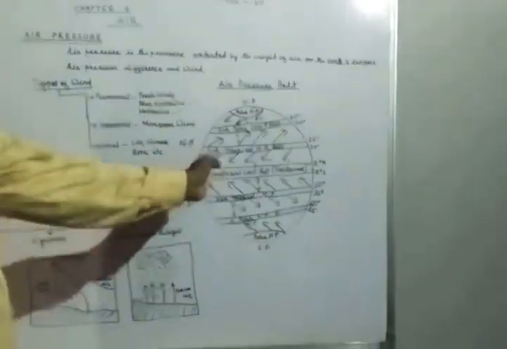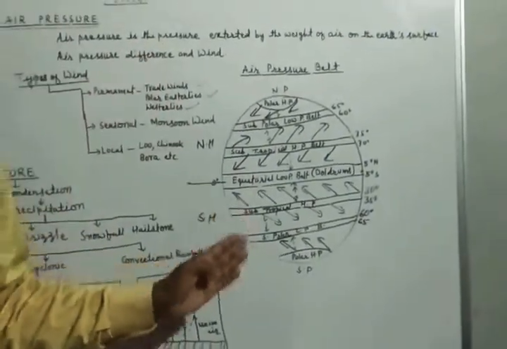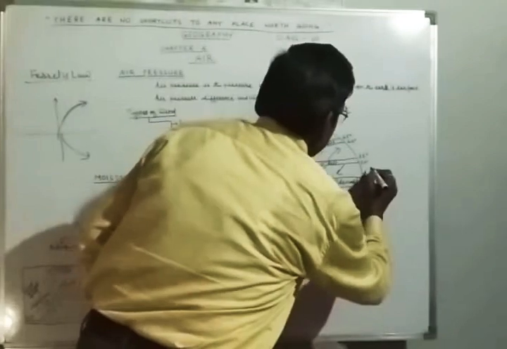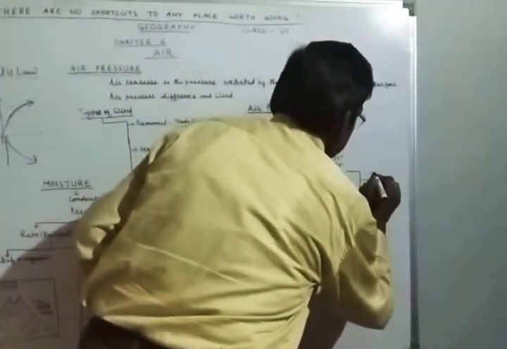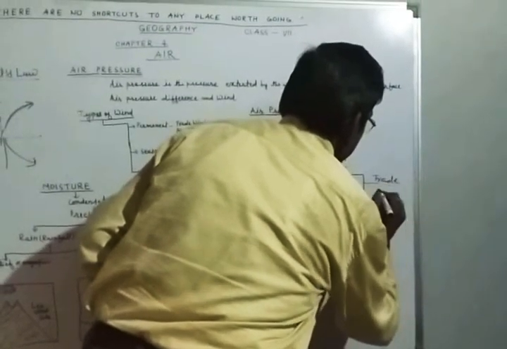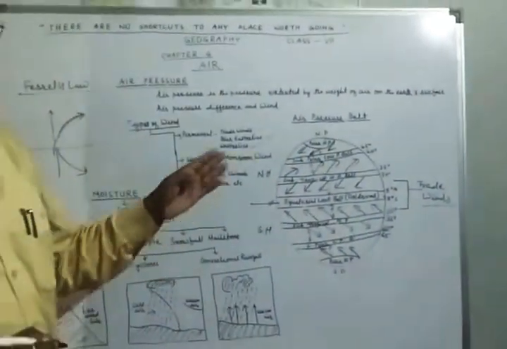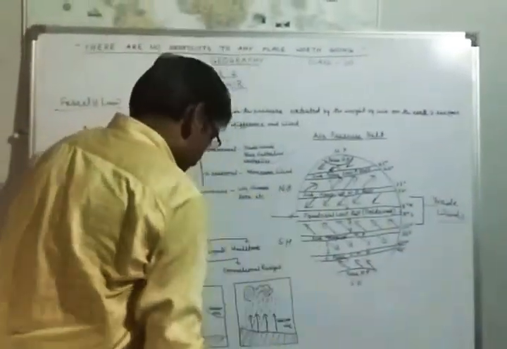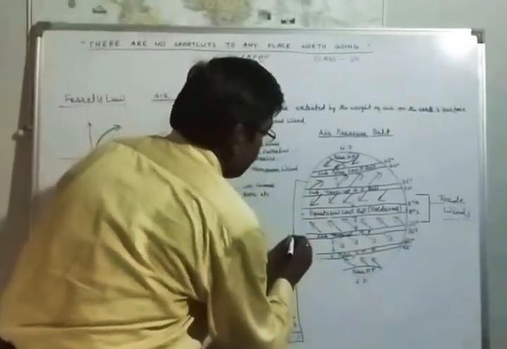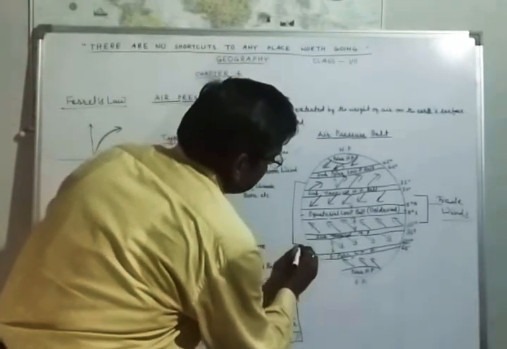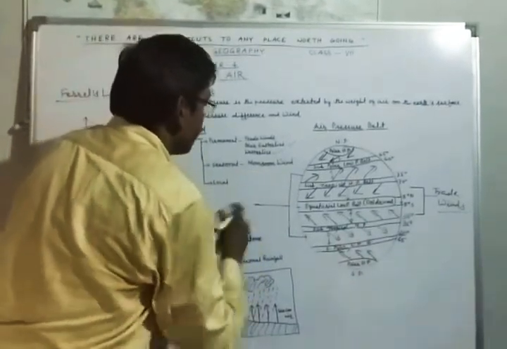Okay, so children, these are the different types of permanent wind, because these winds blow all the time, permanently. These winds are coming from the eastern part. These winds are called trade winds, because these winds helped the traders in olden days. These two winds are coming from the west direction. These winds are called westerlies.